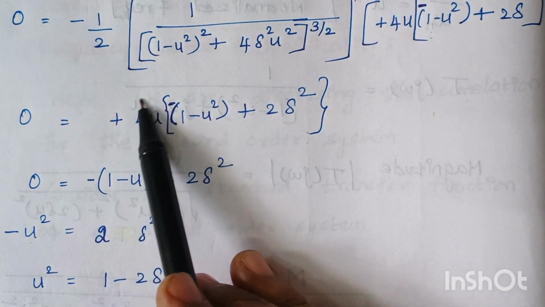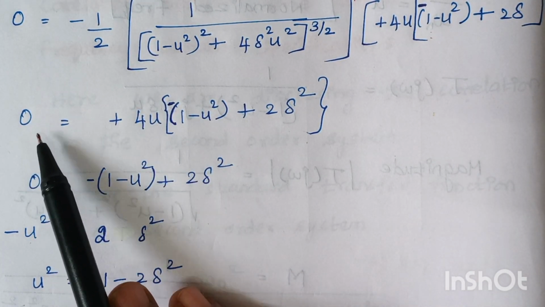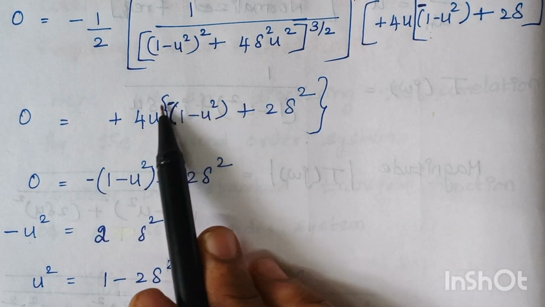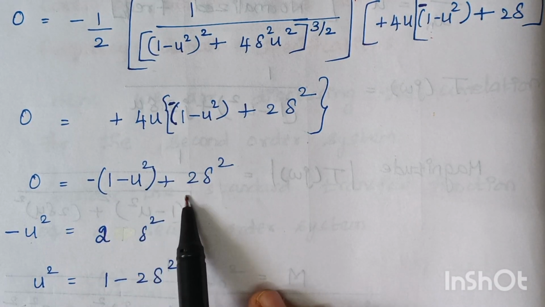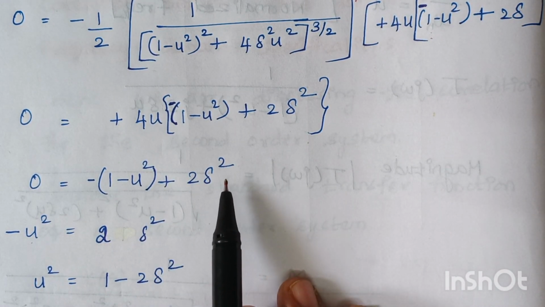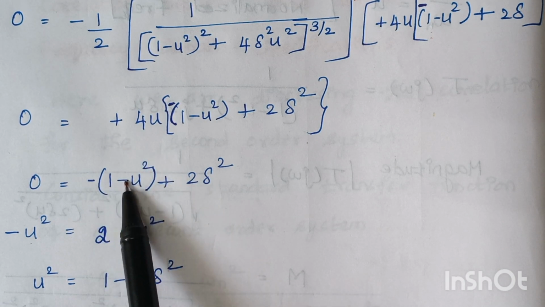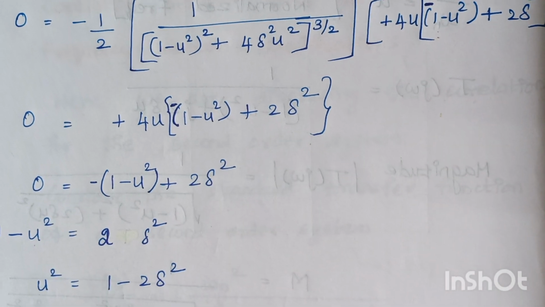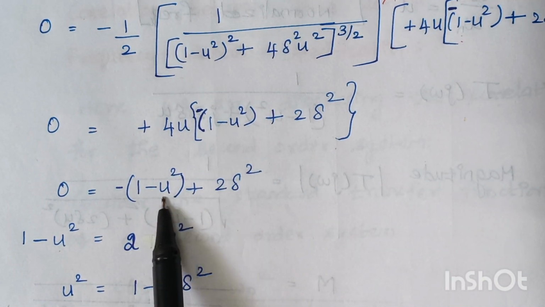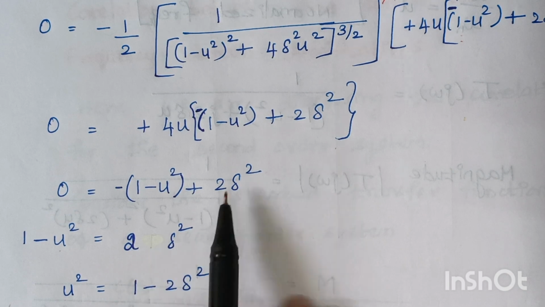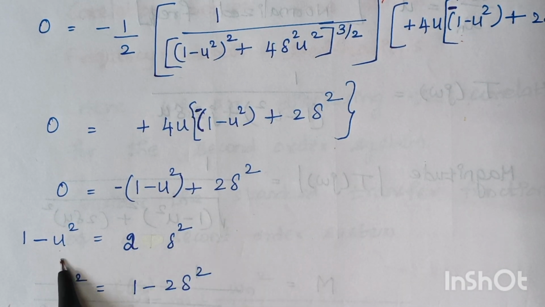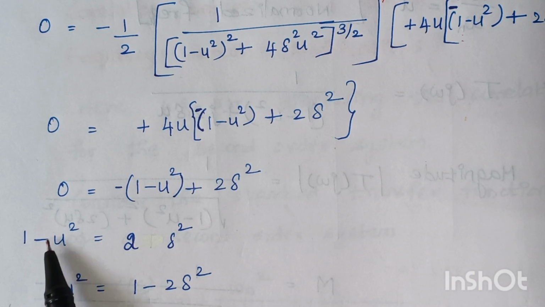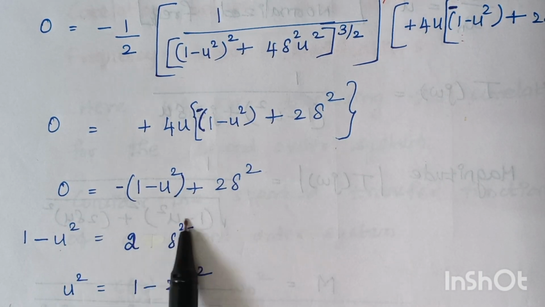When you move this 4u to the left hand side, what happens? 0 divided by 4u is again 0. So here 0 equal to minus 1 minus u square plus 2 zeta square, right? So I am moving this 1 minus u square term to the left hand side. This minus term becomes plus here, which is equal to 2 zeta square. I need u square again, right? So this u square is with minus sign here, so I am moving this minus u square to the right hand side.